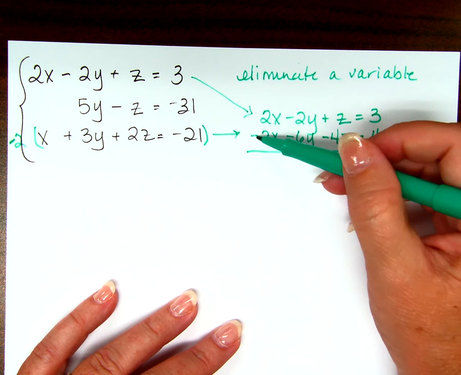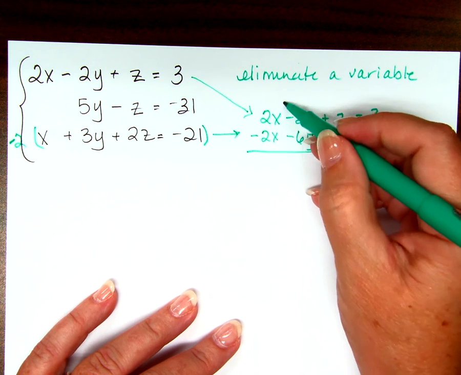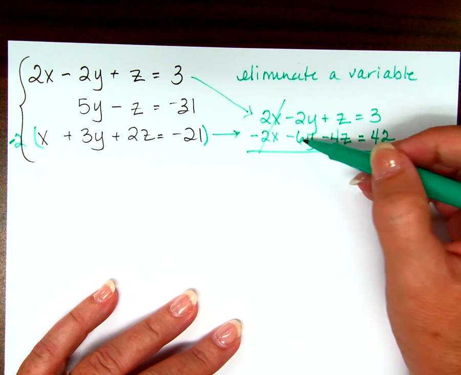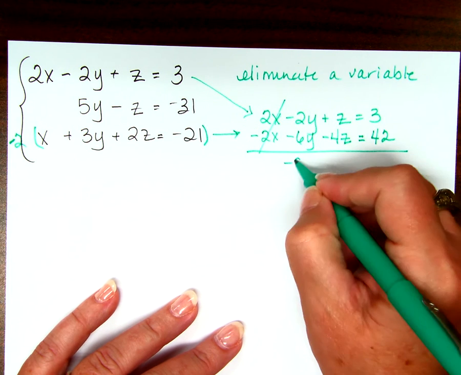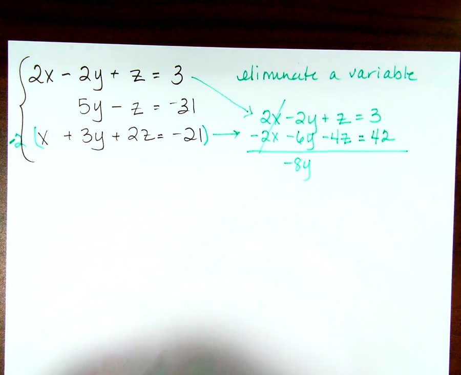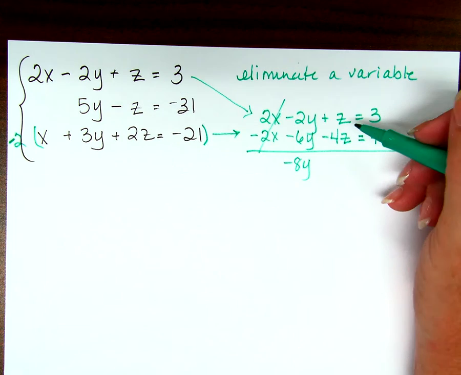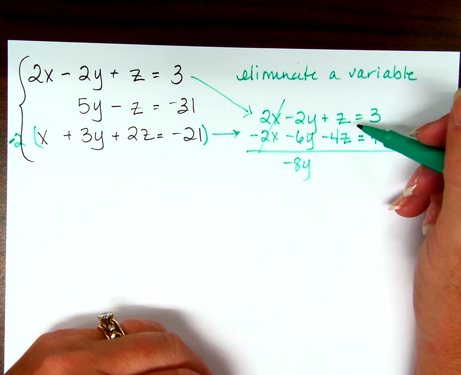So what is 2x and negative 2x? That's 0. That's eliminated. What is negative 2y and negative 6y? Negative 8y. If you want to be technical, which of those operations are we actually doing? We're actually adding, aren't we? But if we think of it as combining, then we're not worried about whether we switch the signs or whatever.